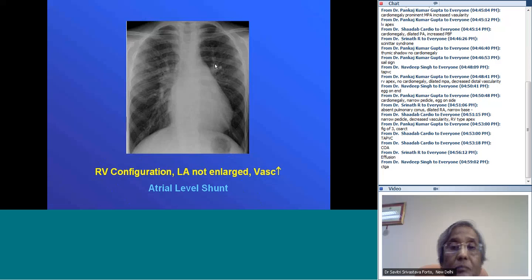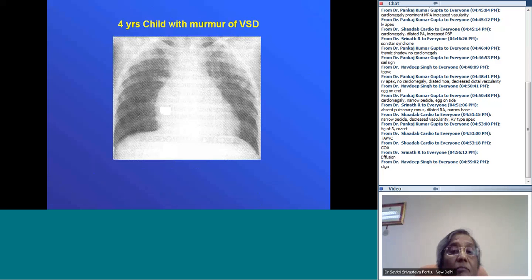This I have given the findings. This is a 4-year child with a murmur of the VSD. If you see such an X-ray, you can give the total diagnosis in this patient.